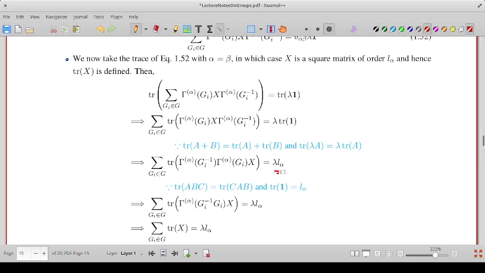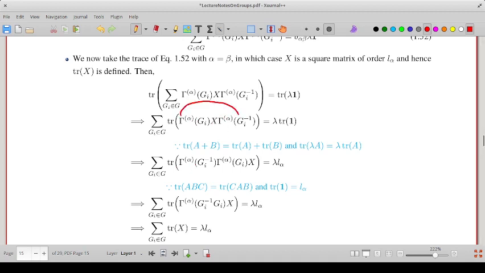So that's what we have written here. Now on the left hand side, we have trace of gamma alpha Gi x gamma alpha Gi inverse. Now we use the property of the trace that trace of ABC is equal to trace of CAB. So I have this equal to A, this equal to B, and this equal to C. And this should be equal to the trace of the product obtained by taking this to the left hand side of that. So that is equal to trace of gamma alpha Gi inverse.